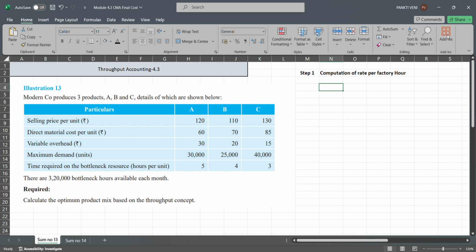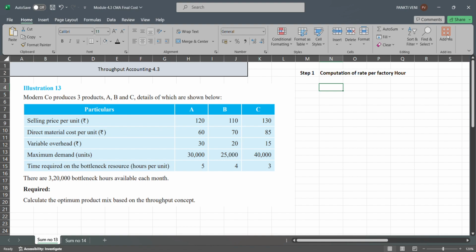In this video lecture, we will be studying throughput accounting. That is module number 4.3. Now, what is throughput accounting all about? Throughput accounting is nothing but variable cost accounting. Here we go for variable cost accounting.